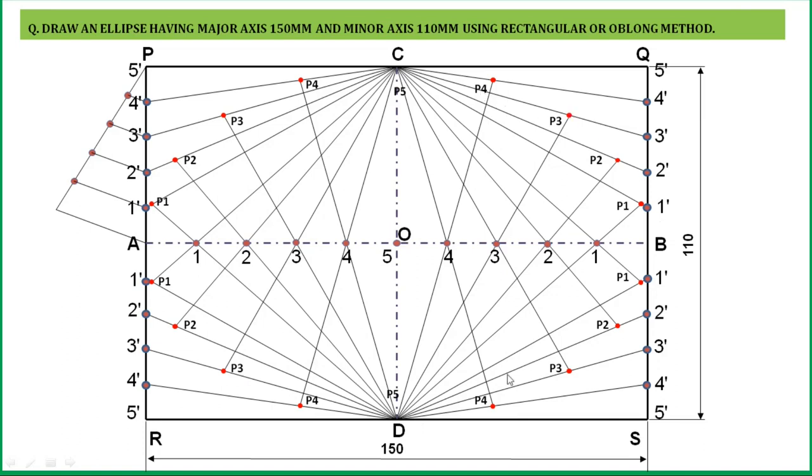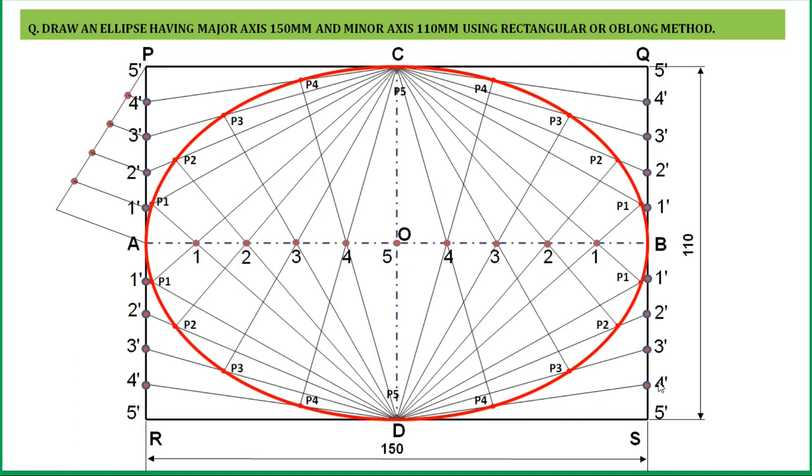Now draw a smooth curve passing through all these points. It is nothing but an ellipse, and it is called a rectangular ellipse.